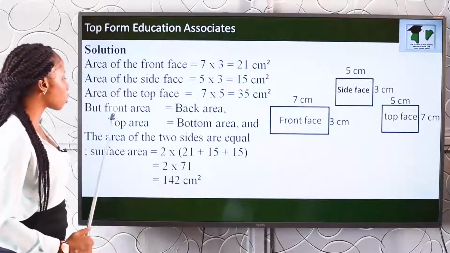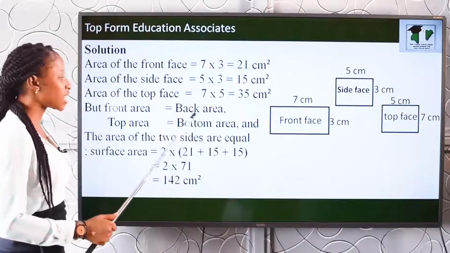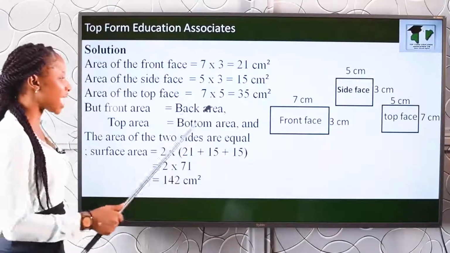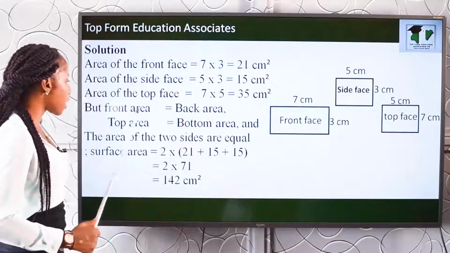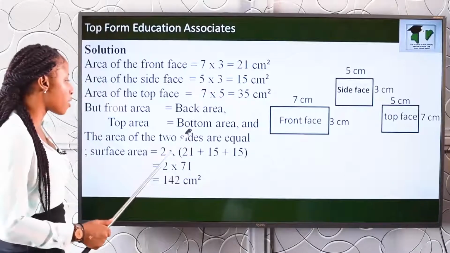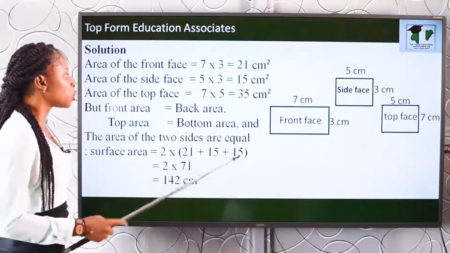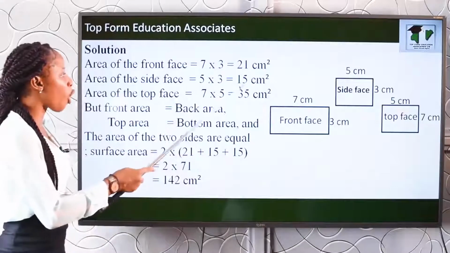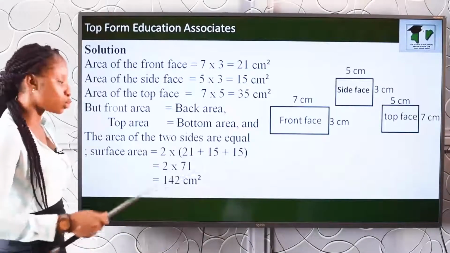Okay, now note that the front area and the back area are the same because we said that the opposite areas are always identical. They are always equal. So the front area and the back area are the same. And the top area and the bottom area are also the same. That is, they are equal. So what we do, we add the sum of all the areas of the different faces and multiply by 2.